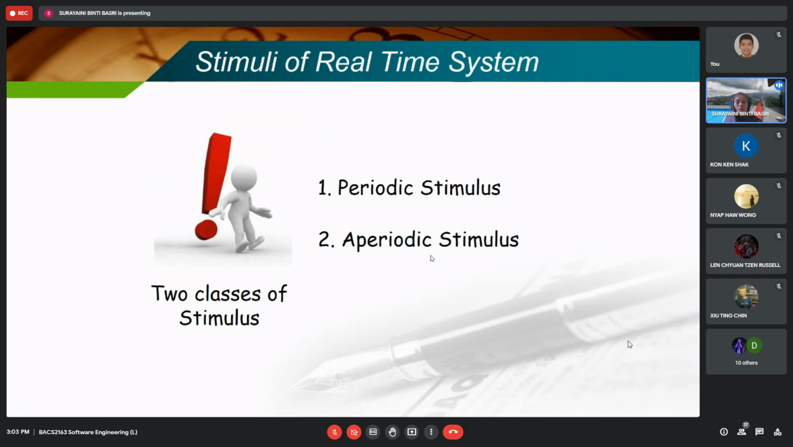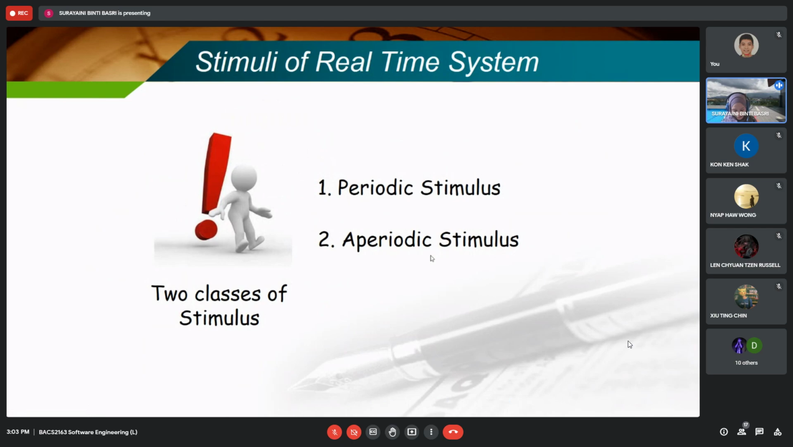It will start from 12.01 p.m. up until 11.59 a.m. on the next day, which is 24 hours. Okay, so that is the example of periodic stimulus. The system will check periodically.